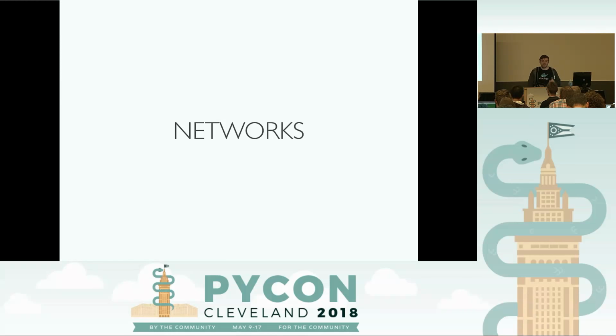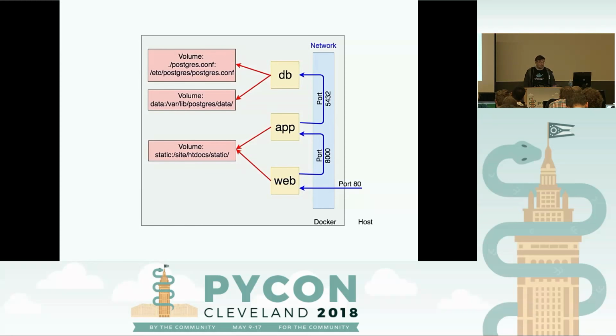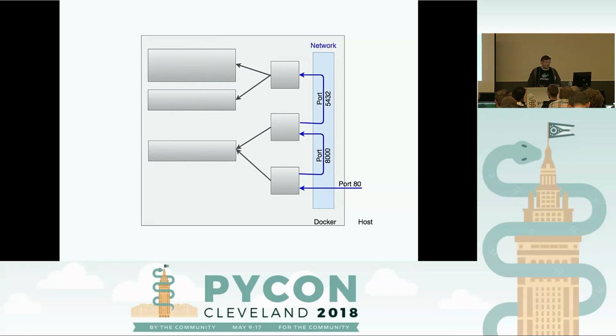So networks are the killer feature of Docker Compose. They're what allows services to communicate with each other, and they basically create tiny little isolated networks on your machine. They're really pretty cool. So here's our example configuration real quick. The network obviously is this blue part right here, and this is what connects everything together.